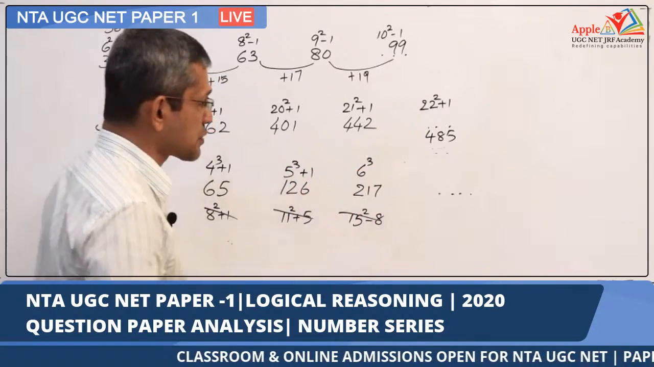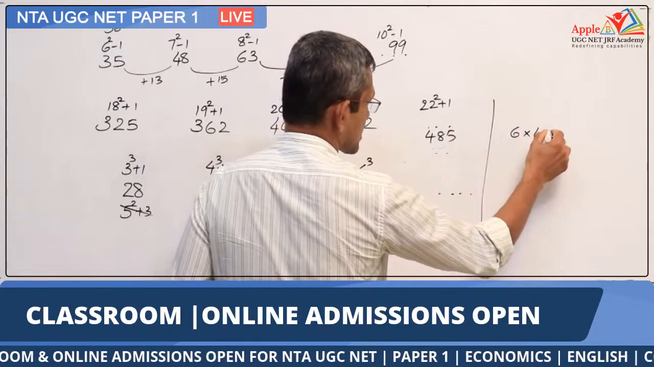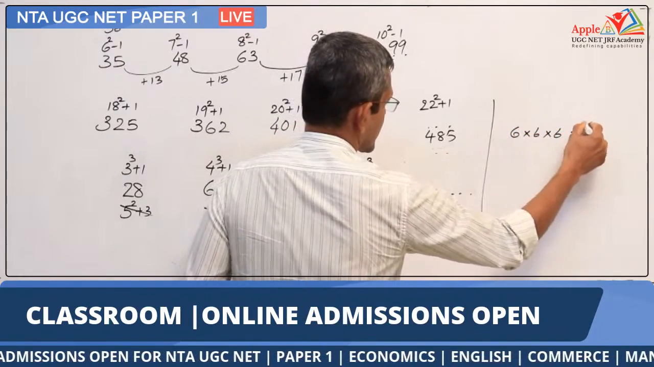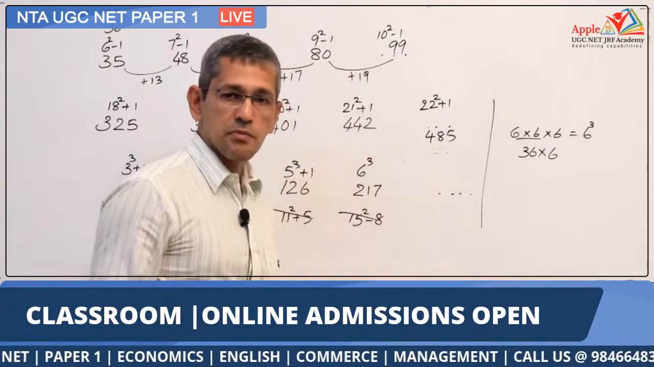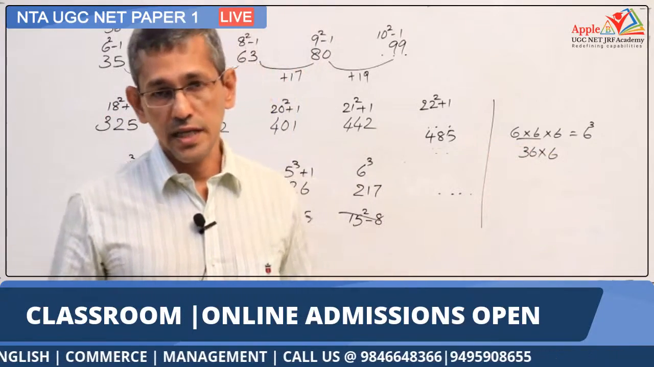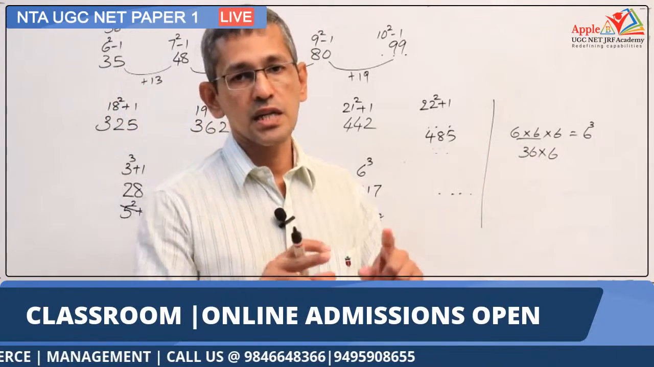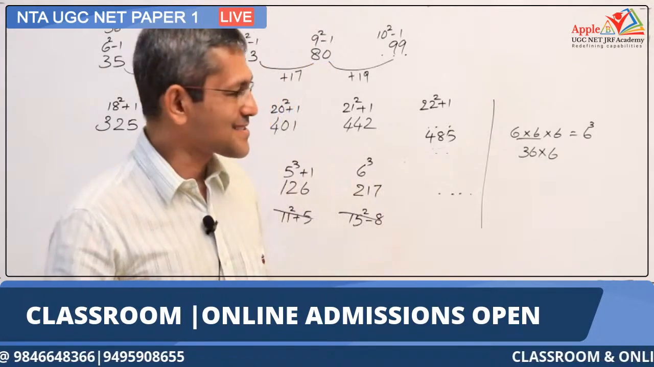Well, if you're not sure about what 6 cube is, it's pretty simple. 6 cube is 6 into 6 into 6. Well, 6 into 6 is 36. So 36 into 6. Don't go for conventional multiplication, just go for mental calculation. So 36 into 6, 30 into 6 is 180. 6 into 6, 36. So 180 plus 36, 180 plus 20 is 200, plus 16. So 216 would be the answer.